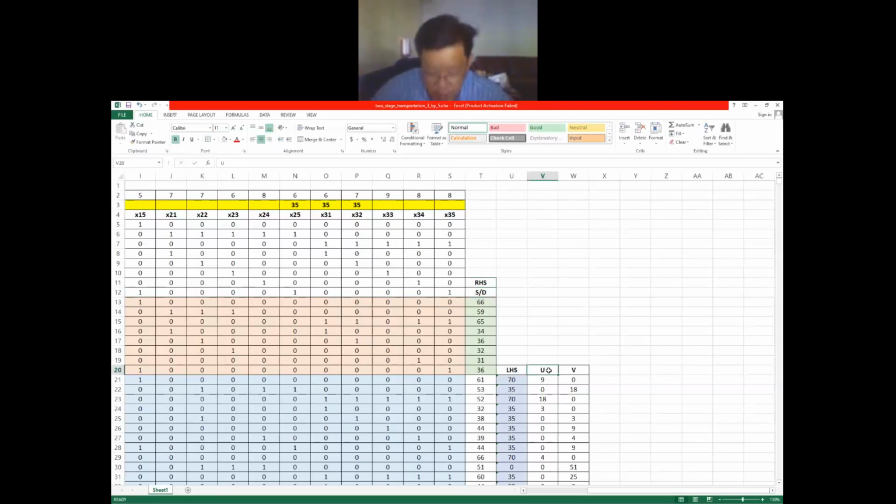Okay, it's different. This should be V, right? And on the reverse, this is U, right? And you can check easily. How do you check? To check that the equation is correct, you use the left hand side plus U minus V. These two values should equal each other.